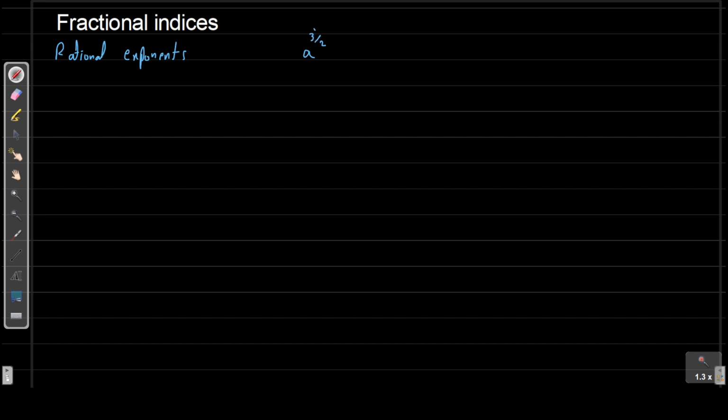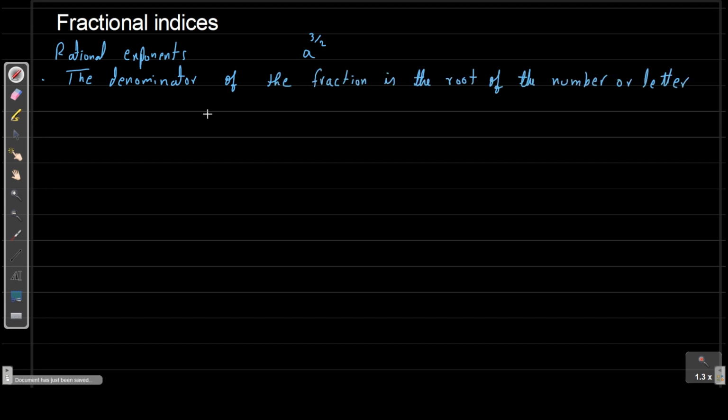In this fraction we have the numerator and the denominator. They are used to represent roots and powers of numbers. I'm going to write here: the denominator of the fraction is the root of the number or letter. In the given index, the denominator is 2, so it means we can write it as a square root of the letter a.